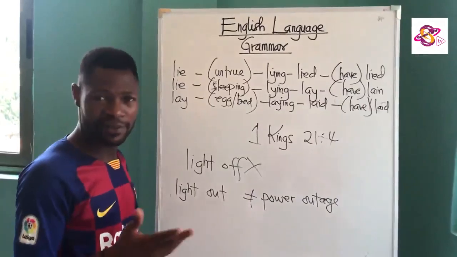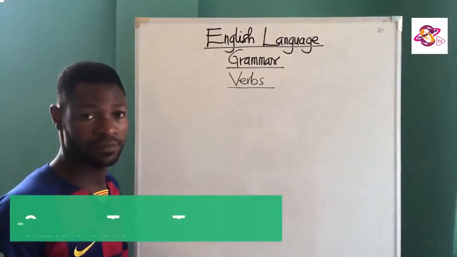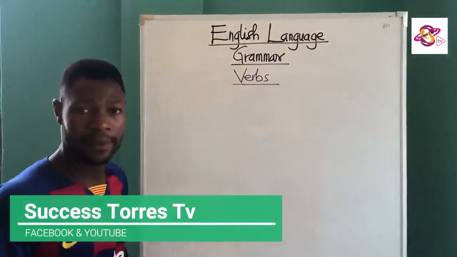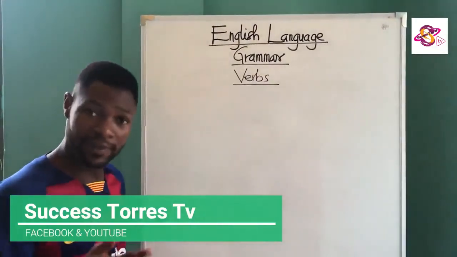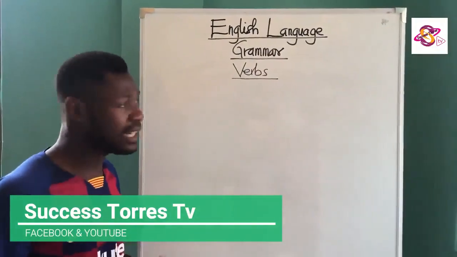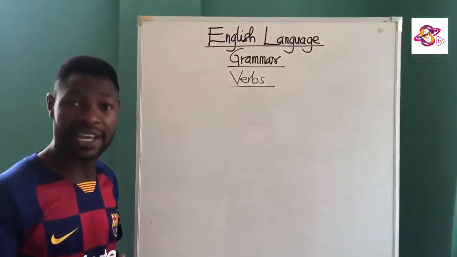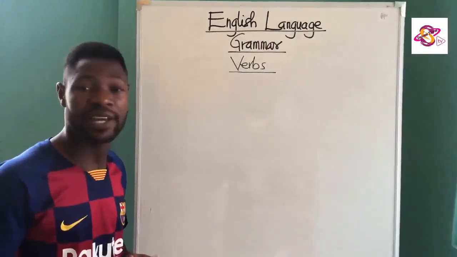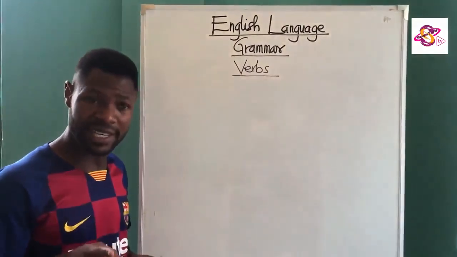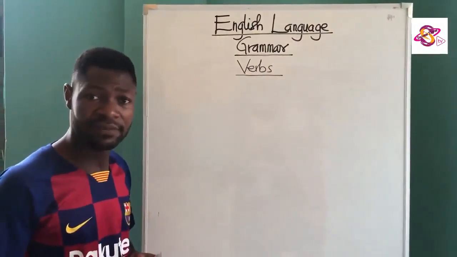Let us now look at verbs in detail. Now we'll be looking at verbs. Even before we look at what a verb is in detail, it is important that we take note of this. Back in JHS or primary, we learned that a verb is a doing word or an action word. Does that mean that any word that does not perform any action is not a verb?